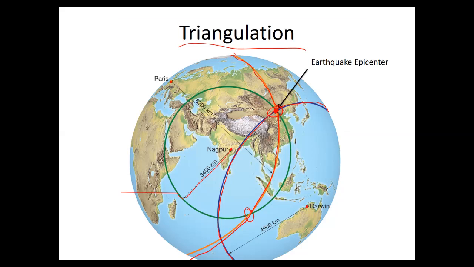Now, this process is automated. So whenever an earthquake occurs, computers analyze the seismic waves, are able to analyze multiple seismic waves from different locations, and calculate the location of the earthquake very rapidly.